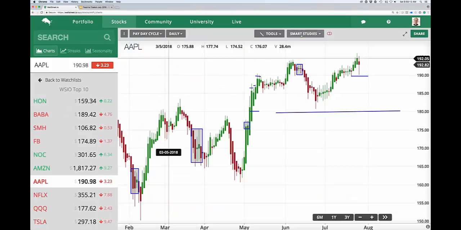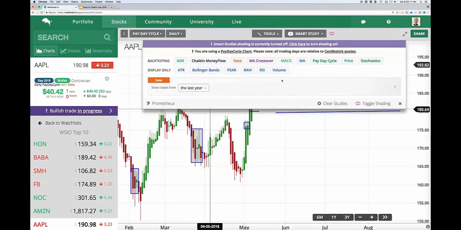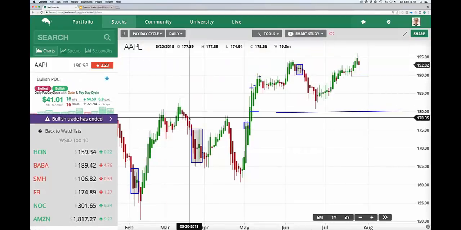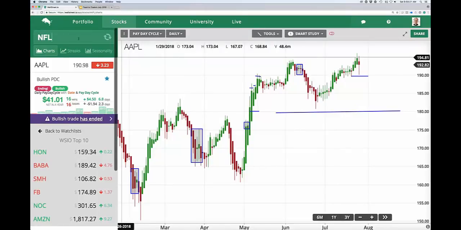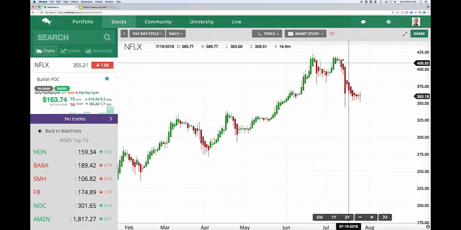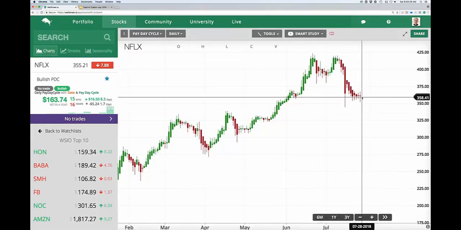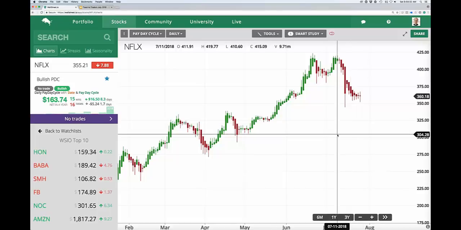Now, next up, let's load up just the payday cycle by itself. I'm going to look through a couple other stocks. I want to look at Netflix. Netflix was down almost $8. It's been in a bearish payday cycle, so there's been no bullish setup yet. It looked like it was going to start here, but it ended up closing pretty bad.